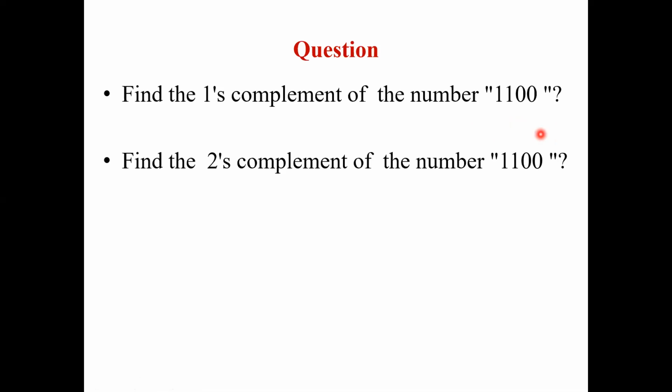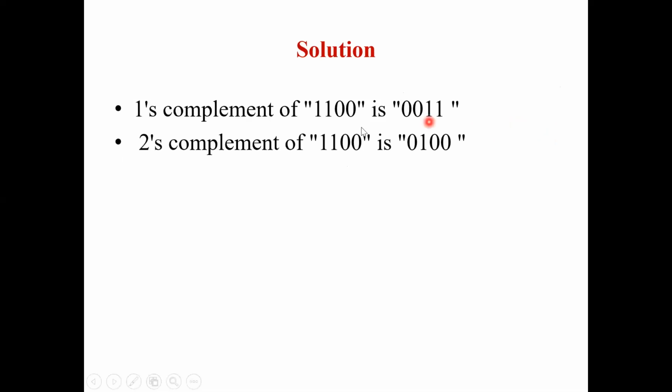See the answer. So 1's complement is 0, 0, 1, 1. If I add 1, so 1 plus 1 is 0, carry 1. 1 plus 1 is 0. That carry 1 is over here, and then this is 0. Again, see, this is 1's complement, 0, 0, 1, 1.